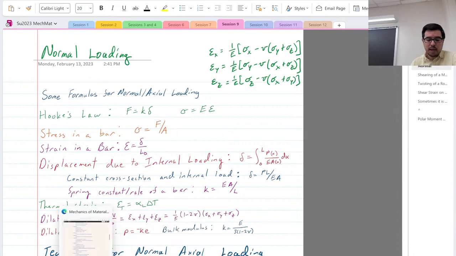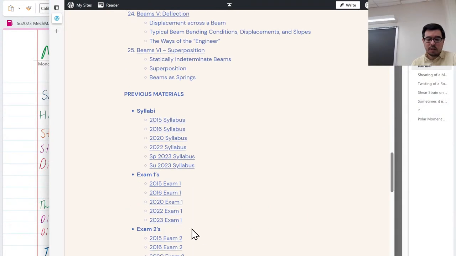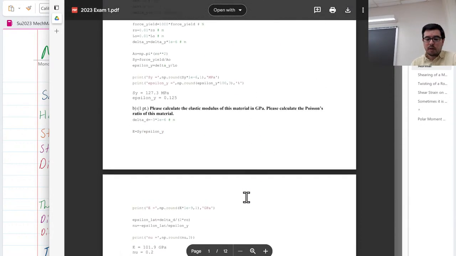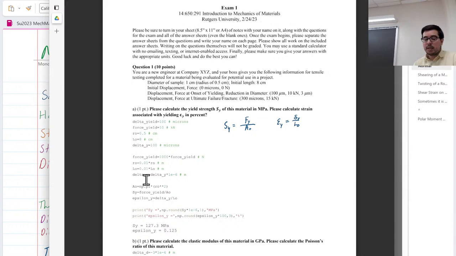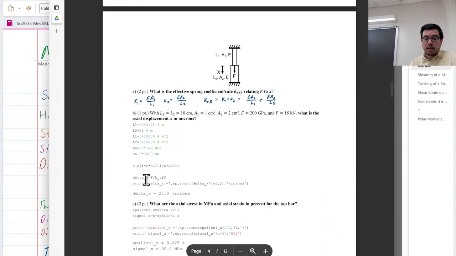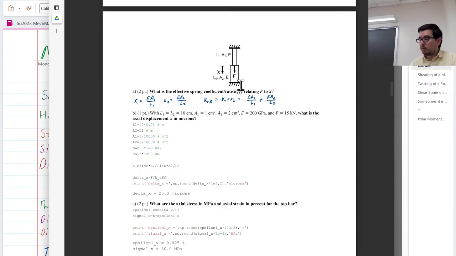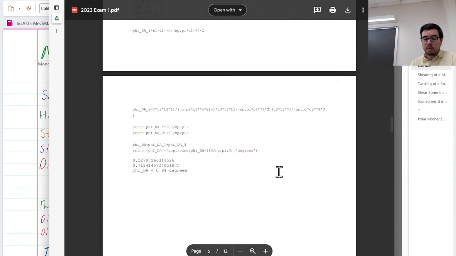If we look at previous exams, with last semester being the most recent, you'll see that there was a problem on essentially calculating elastic modulus, which we know is a normal loading problem, for an axial bar. These are material properties that we often calculate from axial loading. And then there was an axial loading problem that involved looking at this system in terms of bars as springs. So again, that's axial loading. And then there was a torsion problem. So those were the three.